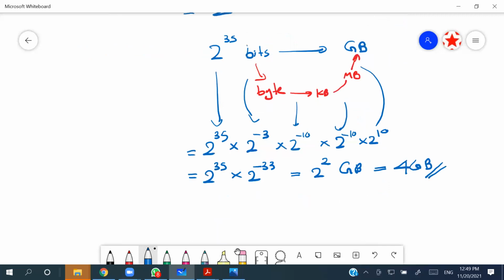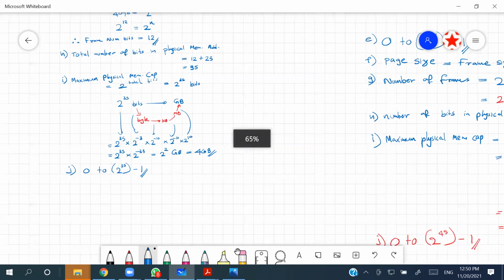So the final one, it asks is the address range. It is from 0 to 2 to the power 35 minus 1. Right. Who got it all correct?